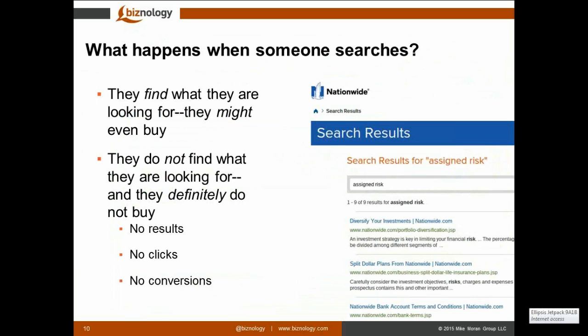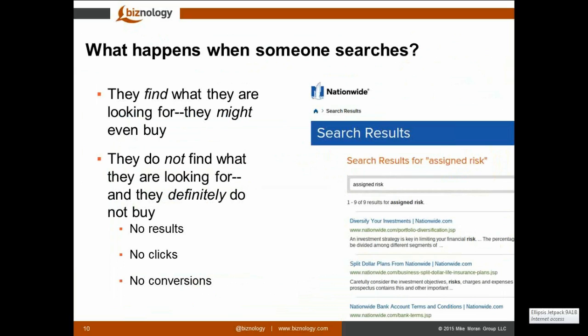But what we actually find is nothing about insurance at all. We're finding the word risk, but we're not really finding the words assigned risk. And these things are about the financial risk of your investments. So what would happen in this situation?